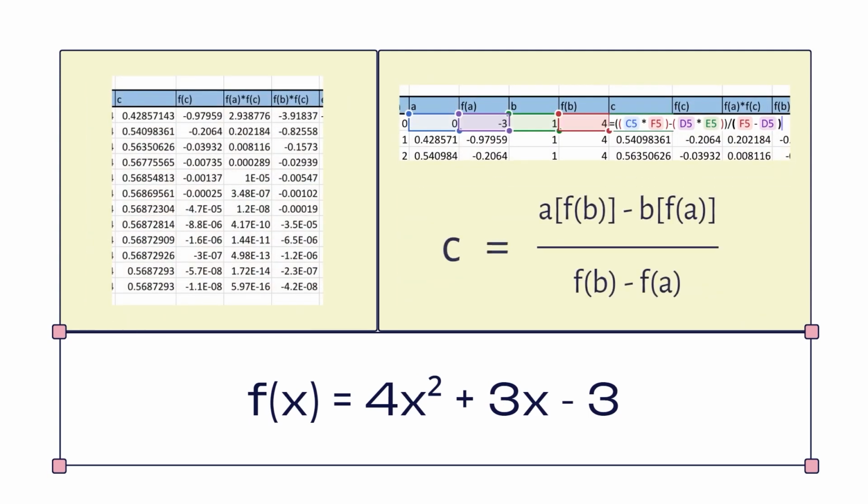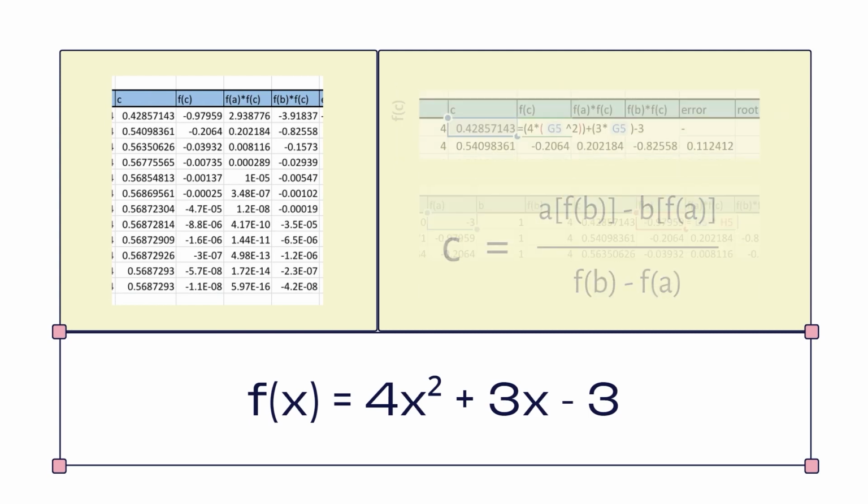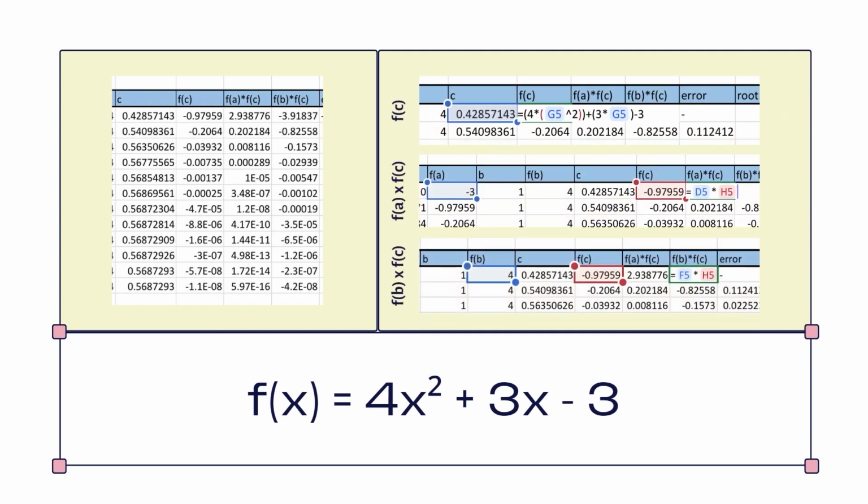Next is our C value. C is obtained through a formula, so we just type in our formula and substitute the values that we have set. Next step is to search for FC. FC is just the value obtained by substituting C into the equation.